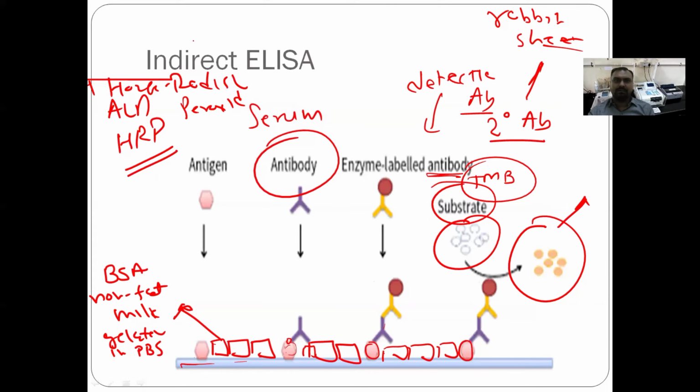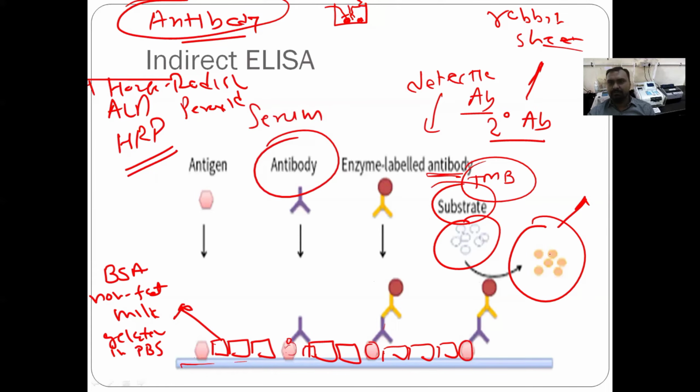Okay, so indirect ELISA is used for the detection of antibody. Remember, the antibody present in the serum we measure in indirect ELISA. In direct ELISA, what we measure is the antigen. In direct ELISA, we directly add serum, and then the enzyme-tagged antibody is added, and it will be converted to color. That is, we detect the antigen. In indirect ELISA, we detect the antibody. Remember this. Clear? It is very easy.